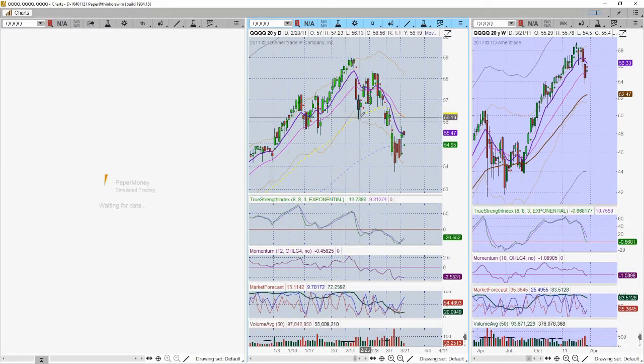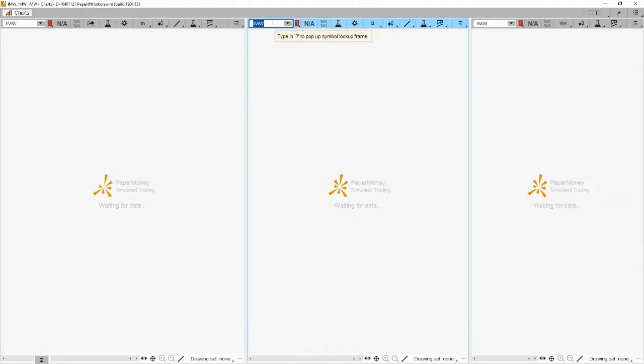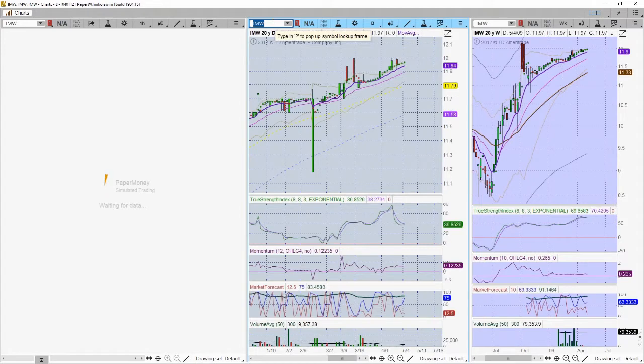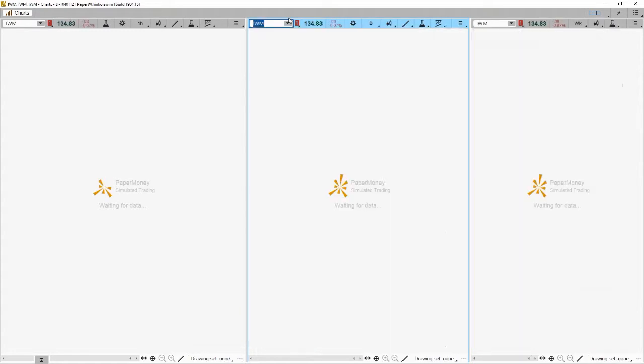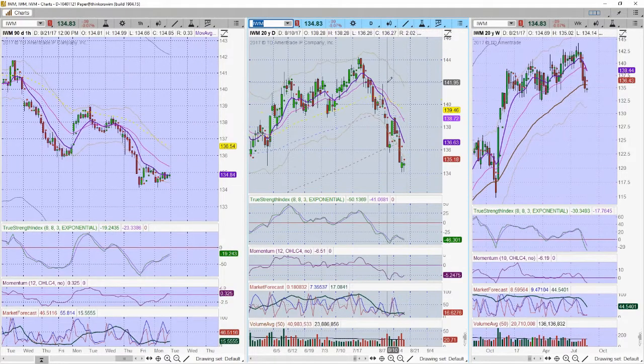Pull off to a new low, lower high, lower low. So the QQQs, the NASDAQ, are also in a sell-off mode. IWM. Oh, IWM. IWM. Very similar.